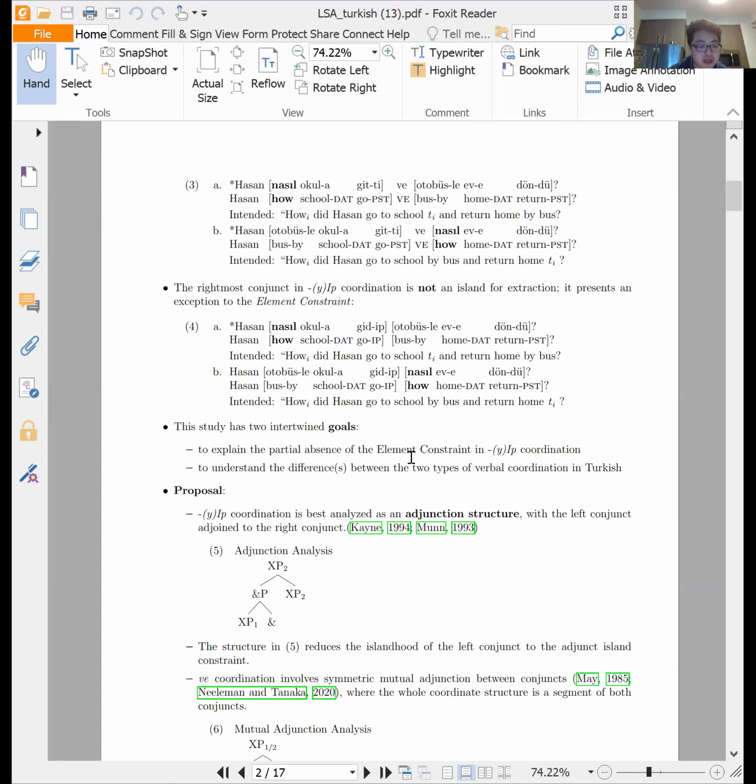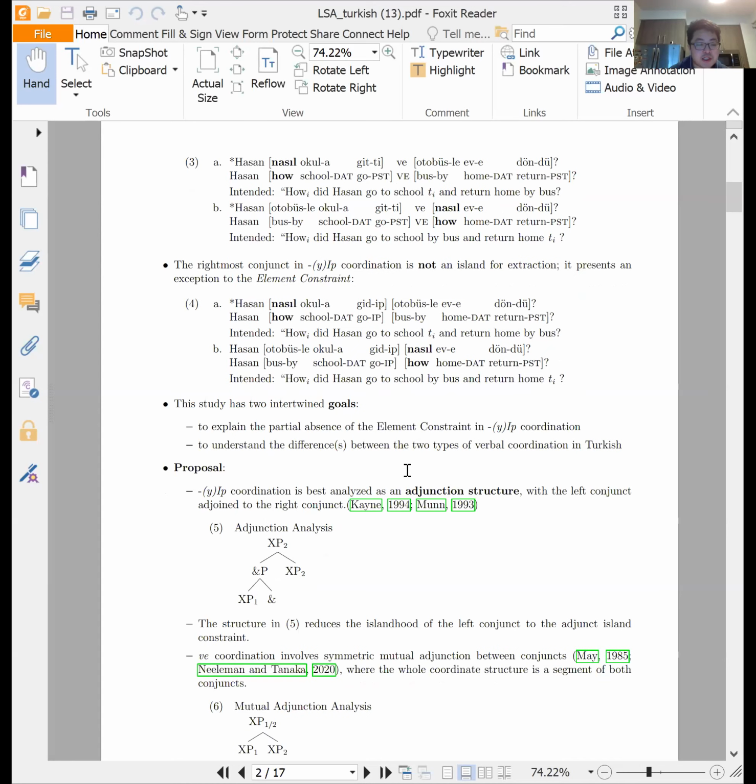Now let's turn to ip coordination. It presents an interesting exception to the element constraint. It contrasts with ve coordination in that the rightmost conjunct, the final conjunct in ip coordination, is not an island for extraction. It presents an exception to the element constraint. So we see that in 4a, we have covert movement from the left conjunct, basically the same pattern as we saw earlier in ve coordination. But interestingly, if we have nasıl embedded in the right conjunct, in 4b, the sentence is grammatical.